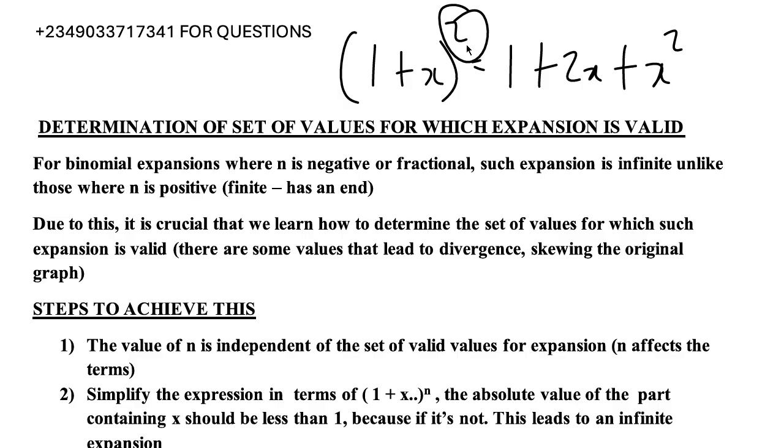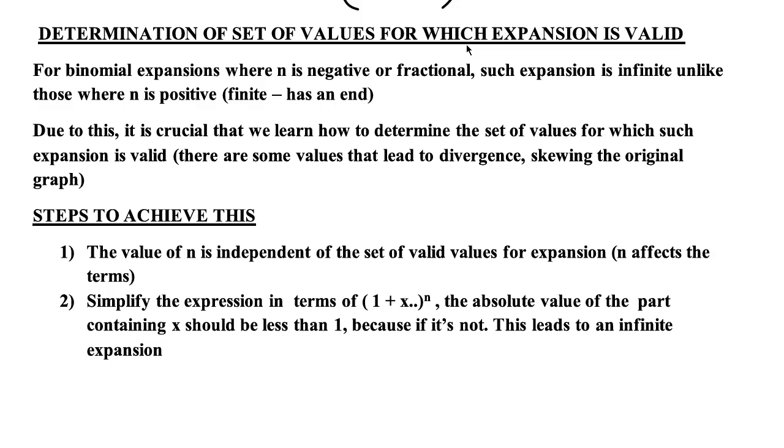So due to this, it is crucial that we learn how to determine the set of values for which such expansions are valid. There are some values that lead to what? Divergence, that would now diverge from the original function, and that's not what we want, skewing the original graph. So we are now looking for that part of the expansion that complies with the graph of the negative expansion or the fractional expansion. So what are the steps to achieve this?